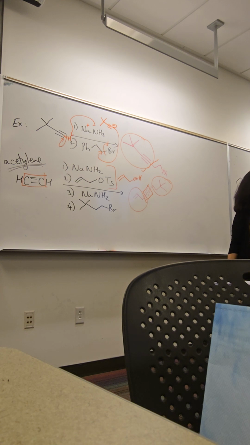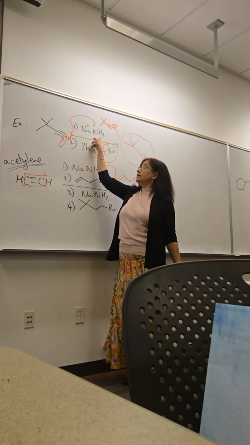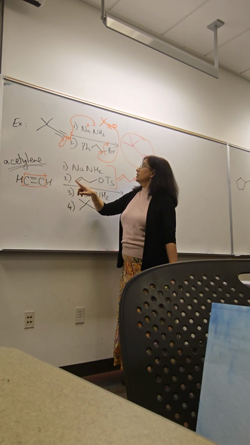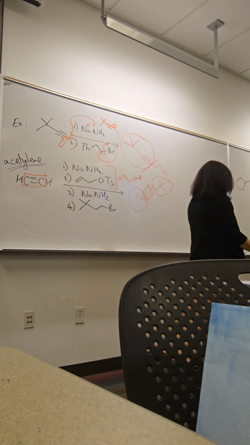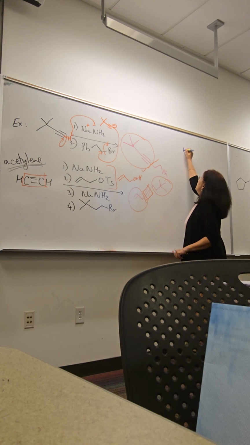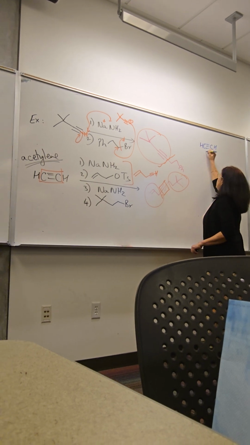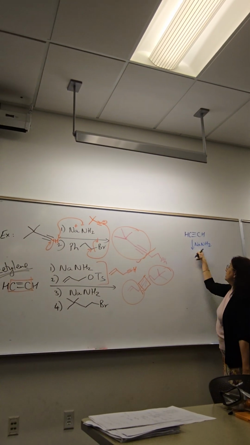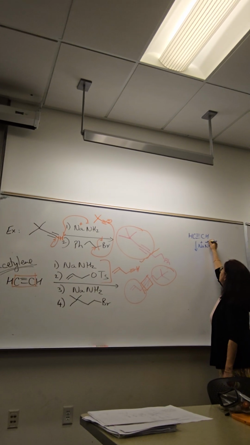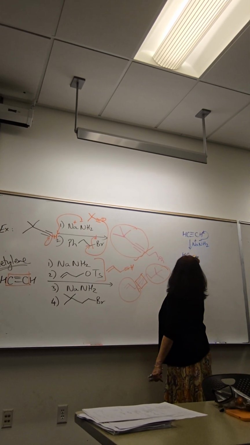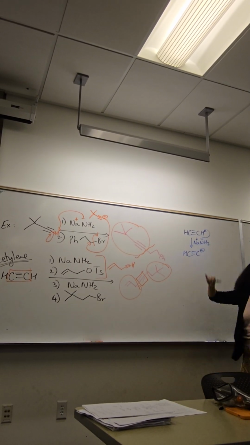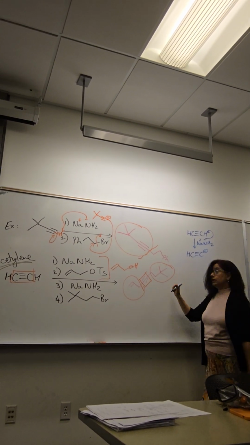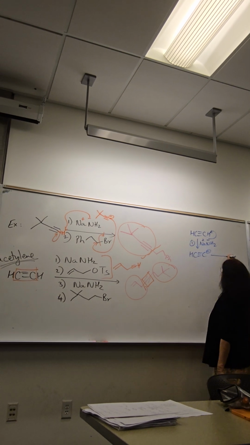Which part? This is a base that takes a proton from the terminal carbon of acetylene. Okay, so let's do it sequentially. What's going to happen with sodium amide? Step number 1. This is a base. It's taking a proton. If it's taking a proton, it's becoming this. Don't care about sodium. Agreed? That's step number 1. Is that okay? Now that is a good nucleophile.